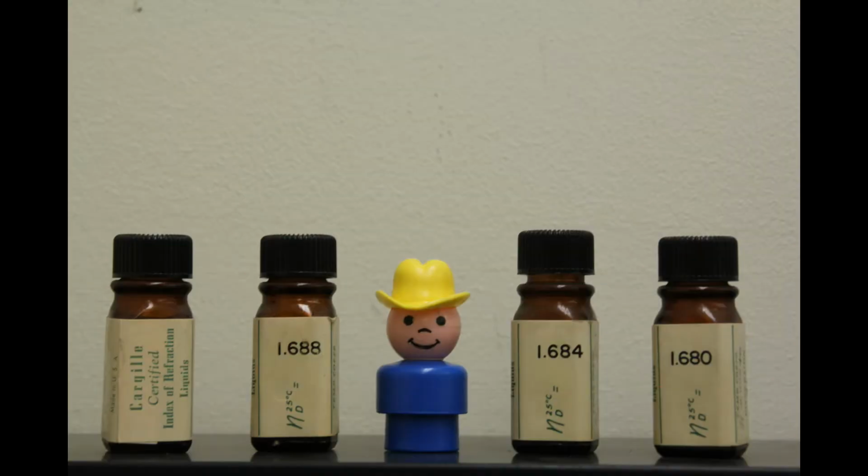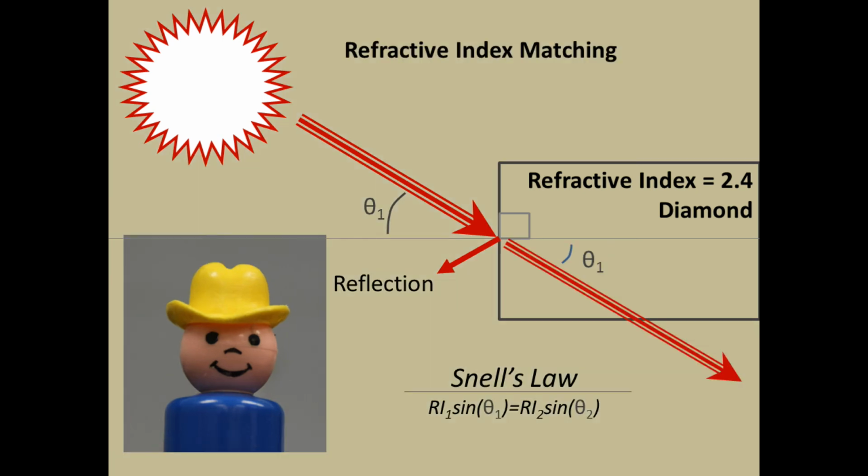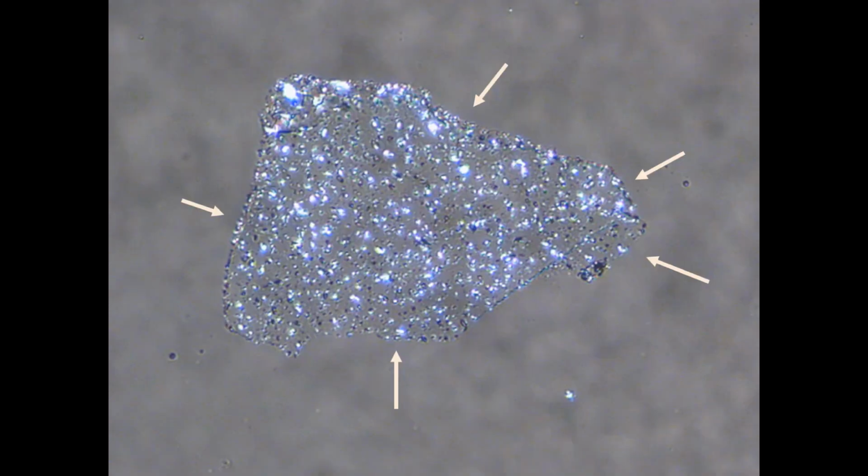One particular method is to immerse your sample in a series of special liquids, each with a different refractive index. As the refractive index of the medium surrounding your sample changes, Snell's law tells us that the angle of refraction will change. When you immerse your sample into a liquid that has the same refractive index as your sample, the light will travel along a straight line. When looking through a microscope, you will notice the edges of your sample will disappear.